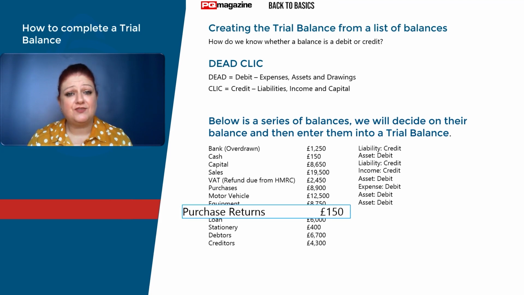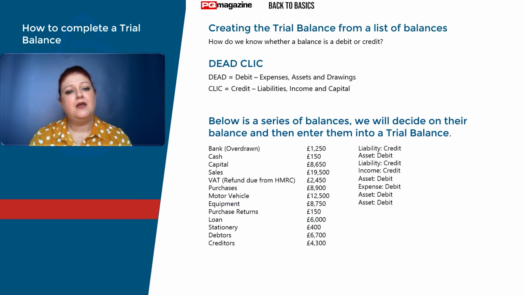Now we come to the purchase returns. Purchase returns is a little bit different, doesn't quite fit in with DEDCLIC, but based on what we know already, we can use the information that we have to determine whether the entry is going to be a debit or a credit. So a purchase returns is goods that we are sending back to the supplier, goods that are leaving the business. So if a purchases account has a debit balance, when we return goods, it's going to reduce the cost of those purchases. So we're going to have a credit balance in that account.